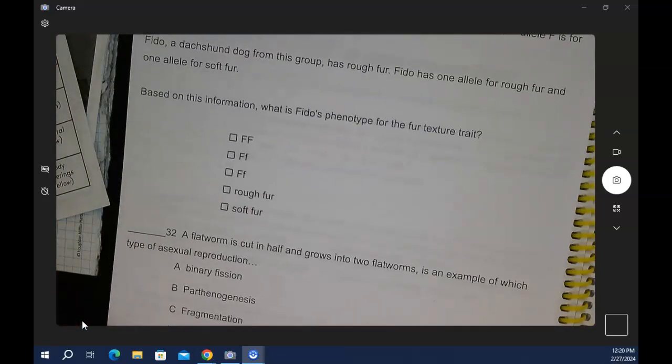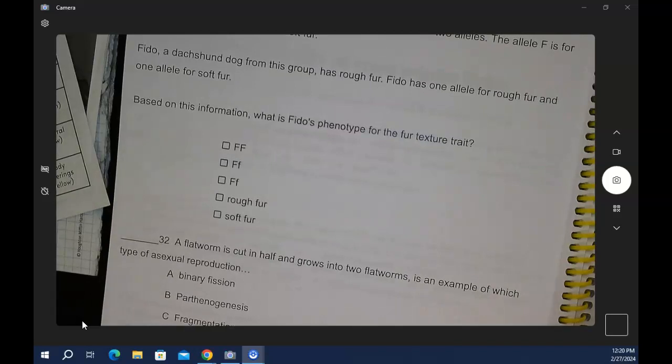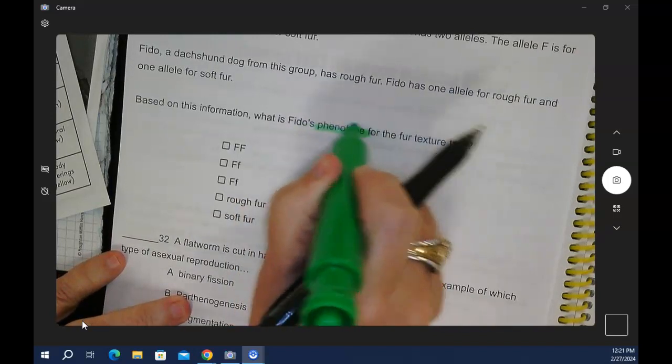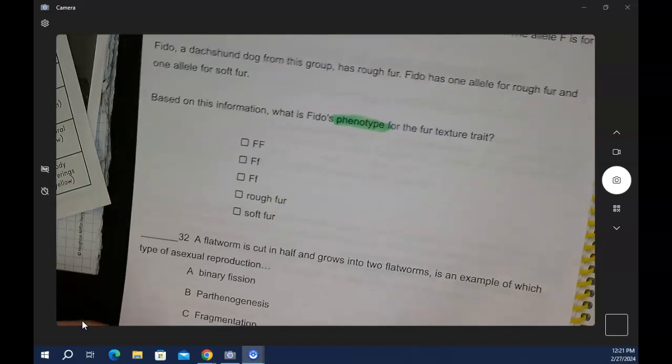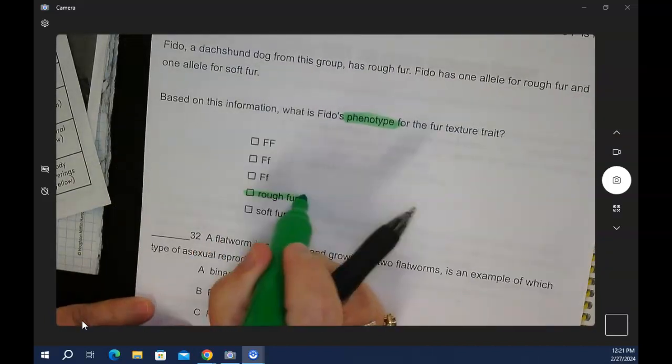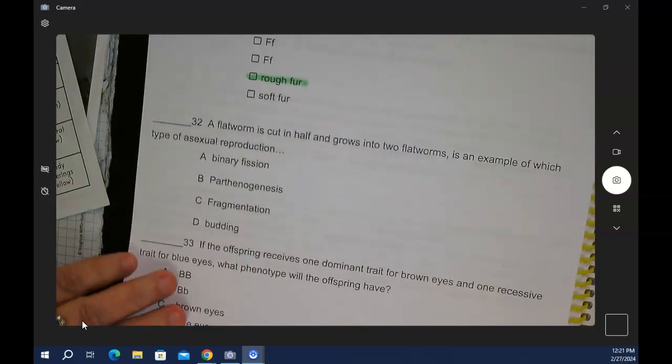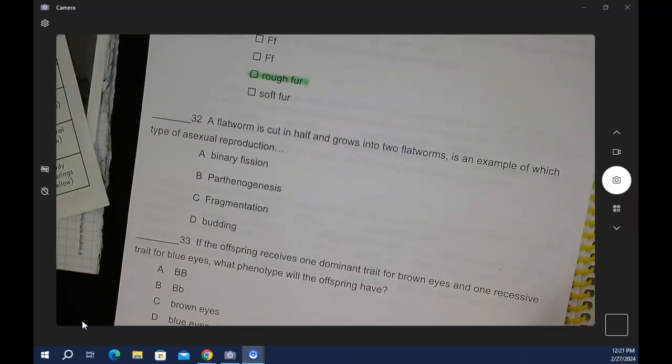And in a group of dachshund dogs, some of the individuals have rough fur and others have soft fur. In this group, the gene for the fur texture trait has 2 alleles. The allele capital F is for rough fur and the allele little f is for soft fur. Fido is a dachshund dog in the group that has rough fur. Fido has 1 allele for rough fur and 1 allele for soft fur. Based on the information, what is Fido's phenotype for fur texture trait? Phenotype means, what do I see when I look at the dog? I see rough fur.